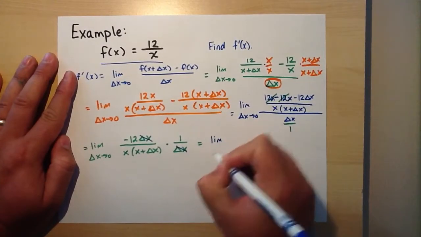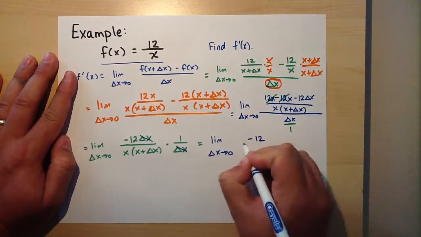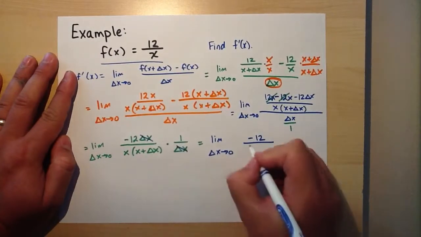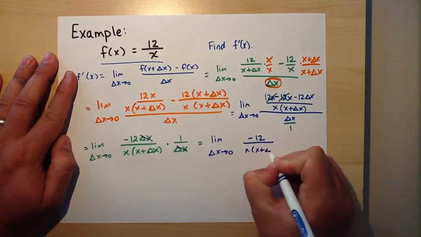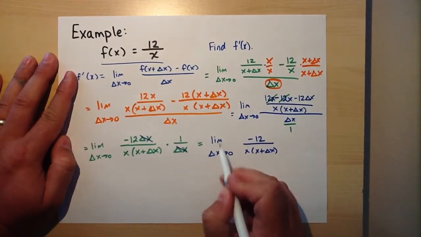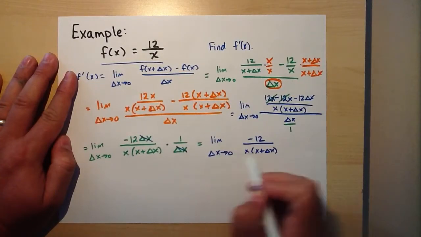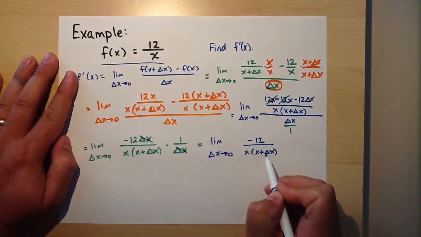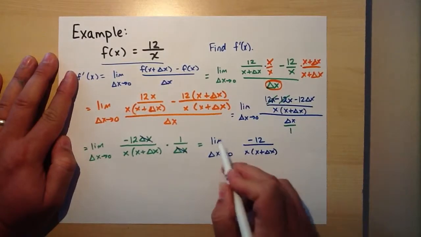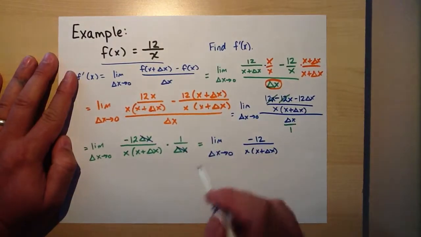and so now I have the limit as delta x approaches 0 of negative 12 as my numerator and x times x plus delta x as my denominator. Be sure to evaluate your limit at this point. A lot of students forget to write this on every step, and as a result, they get here and they get stuck and they don't know what to do. It's because you forgot that you can evaluate at this location. So remember, write that every step. I know it's annoying, but it's necessary.